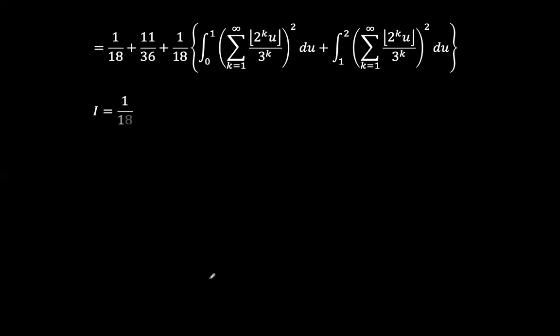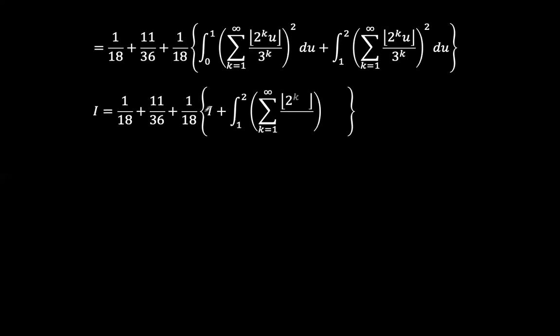So that is that. So as we said, I is on the left-hand side, 1 over 18 plus 11 over 36 plus 1 over 18 in bracket I plus the integral from 1 to 2 of the square of the summation from k equals 1 to infinity of 2 to the power k u over 3 to the power k. And this is interesting. Now we want to bring back the limits from 0 to 1. How we do that is by taking things back to x by saying let x be equal to u minus 1. And so essentially u is equal to x plus 1. So dx is equal to du, not changing the variables there.